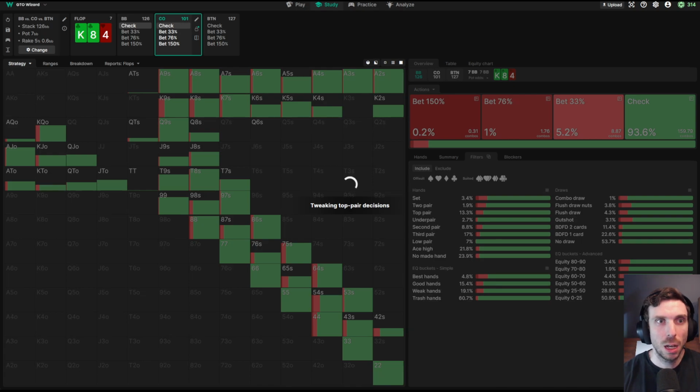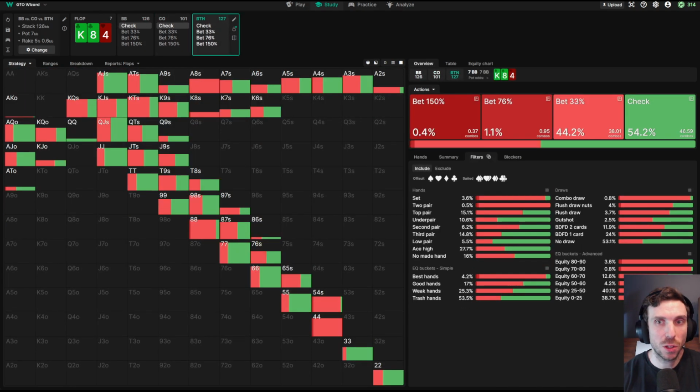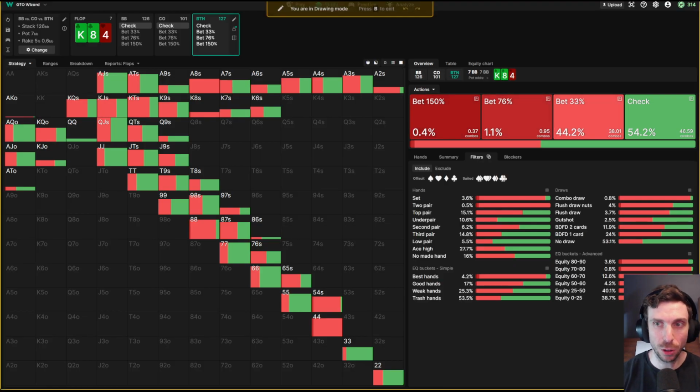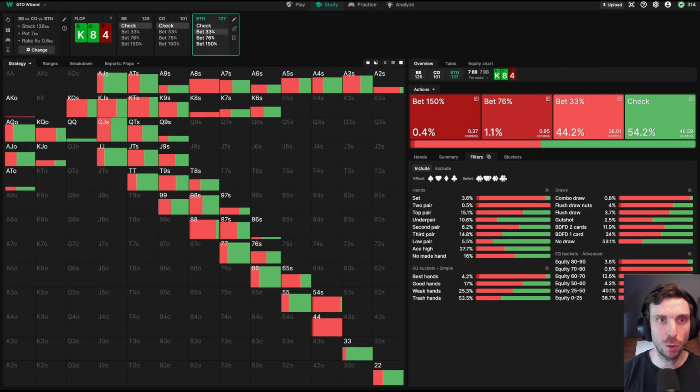But big blind checks, cutoff checks. I go for a small bet. Another heuristic I've learned from multi-way solving is that we're typically going to choose a small bet if we have the option. There aren't too many scenarios I've seen where we're going to have a large bet or overbet.